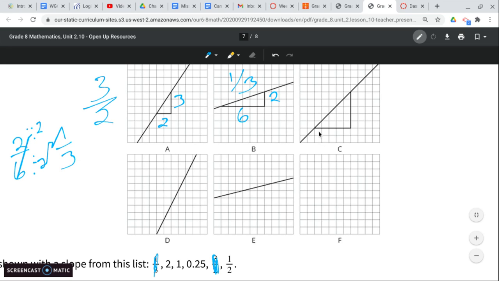All right, the next one we have 1, 2, 3, 4, 5, and 1, 2, 3, 4, 5. So 5 over 5 is the same thing as 1. This has a slope of 1. All right, now, each of these already had the slope triangle drawn out. What we're going to do on the other ones is we're going to draw that slope triangle.